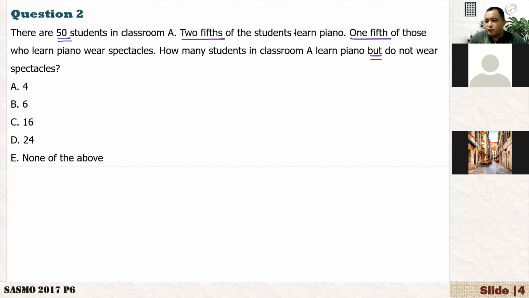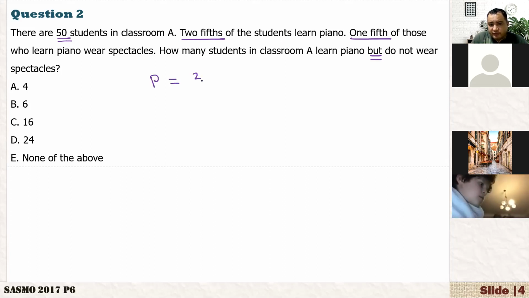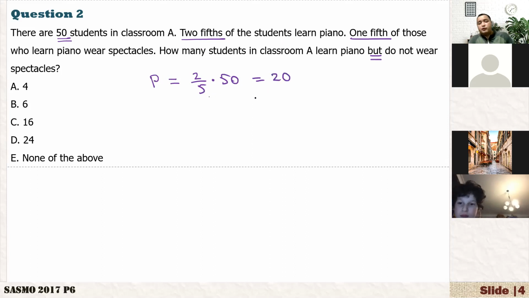Okay, let's solve this question together, Fikriye. After that, I will let you try. Okay, then we will discuss together. So it says that 2/5 of the students learn piano. Let me just label the number of students who learn piano by P. So it says that 2/5 of what? Of the students. How many students? Here we have 50. And 2 times 50, 100, divided by 5, that's equal to 20. That means that 20 students in this class learn piano.